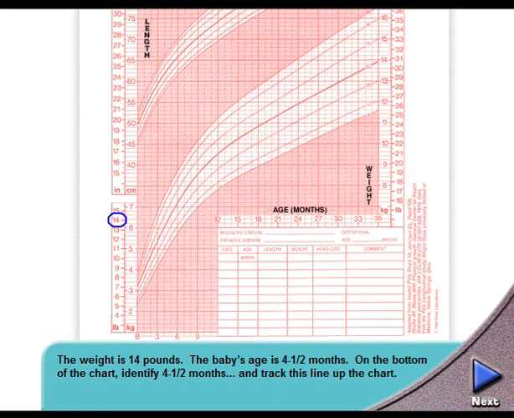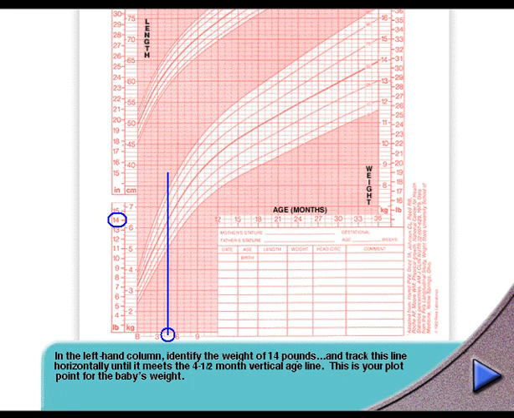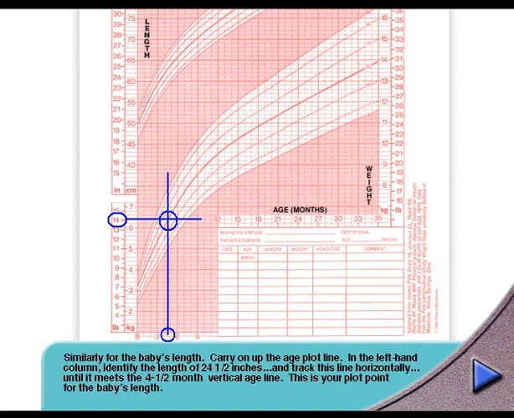The weight is 14 pounds. The baby's age is 4.5 months. On the bottom of the chart, identify 4.5 months and track this line up the chart. In the left-hand column, identify the weight of 14 pounds and track this line horizontally until it meets the 4.5-month vertical age line. This is your plot point for the baby's weight.